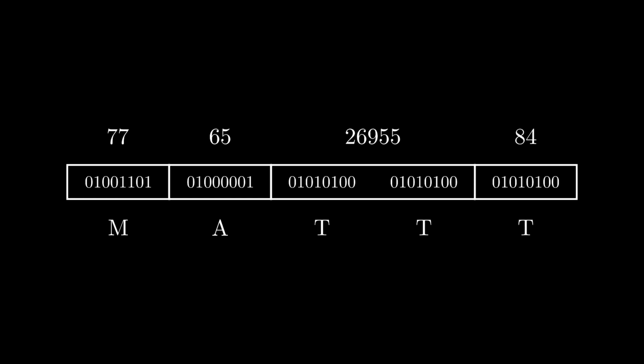26,955, which in binary would look like this. But then when we're displaying things in ASCII, it's impossible to display 2 bytes as a single character. And because of that, we are basically dividing those characters into 2 again. And what we get is K and I.